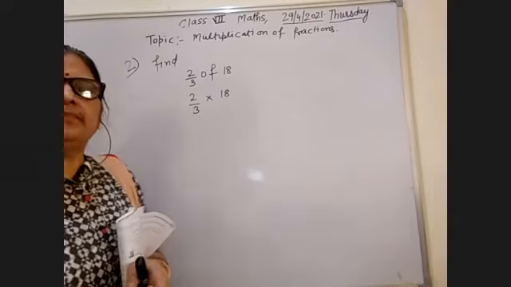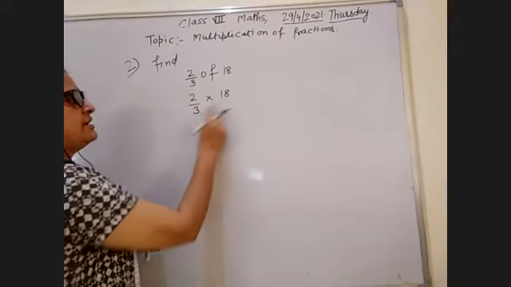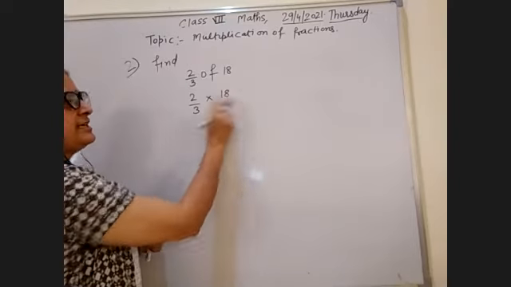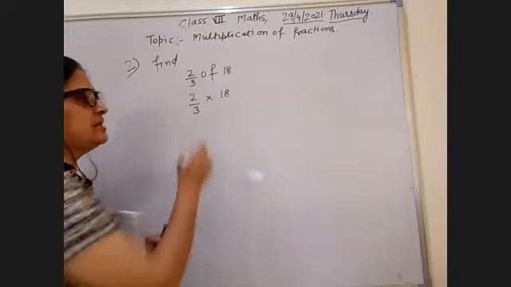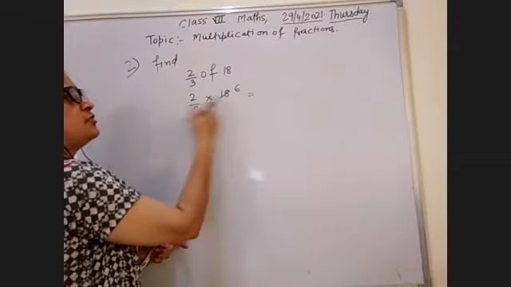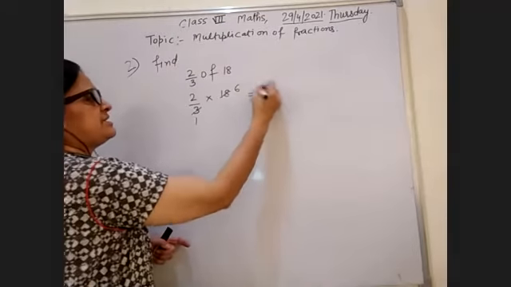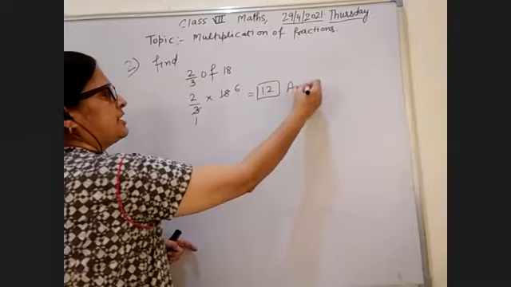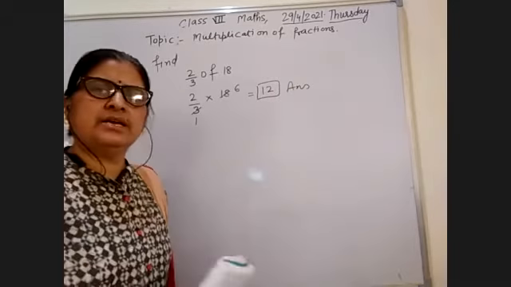Then which number is cancelled now? 3 is the common factor. 18 is also divisible by 3. So 3 ones are 3, 3 sixes are 18. Now 2 is multiplied by 6. It is equal to 12. The answer of this question is 12.